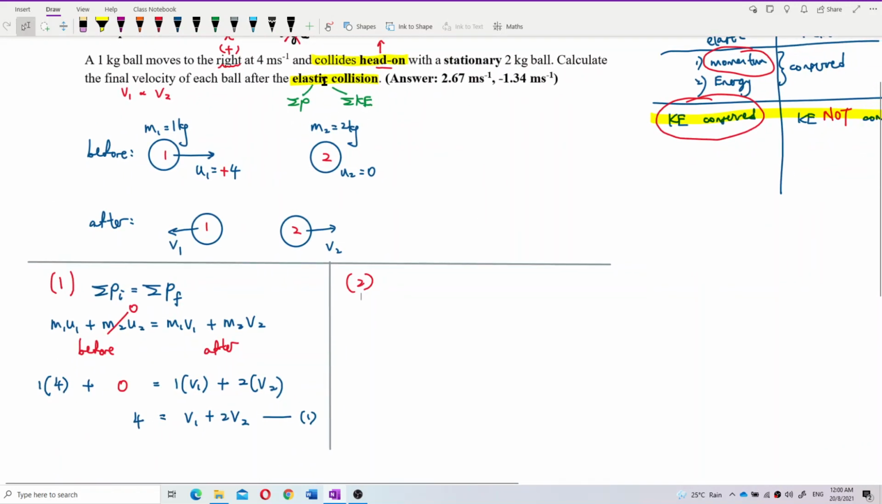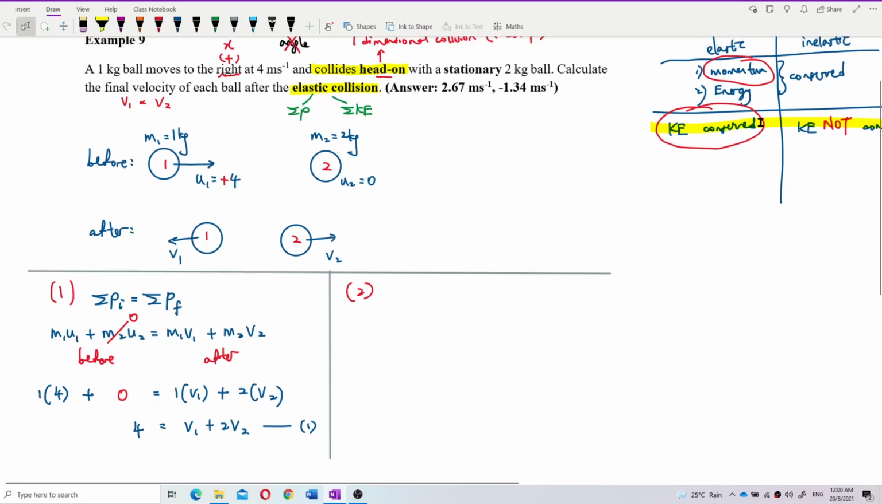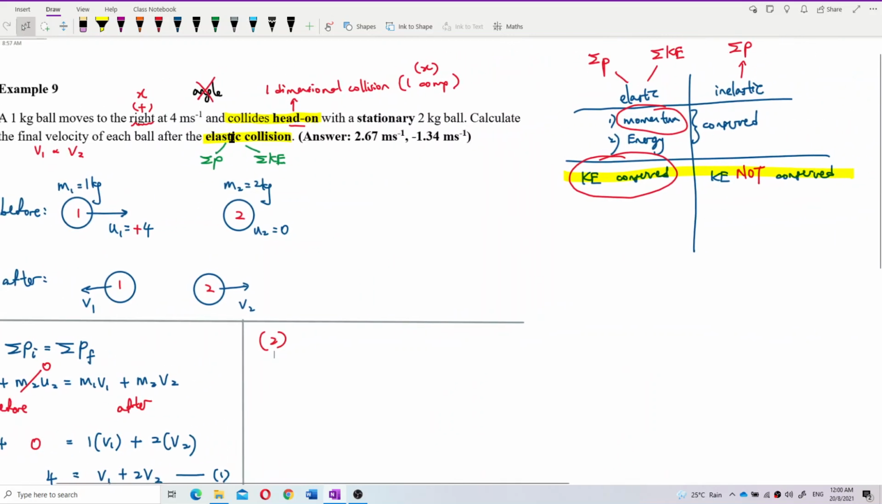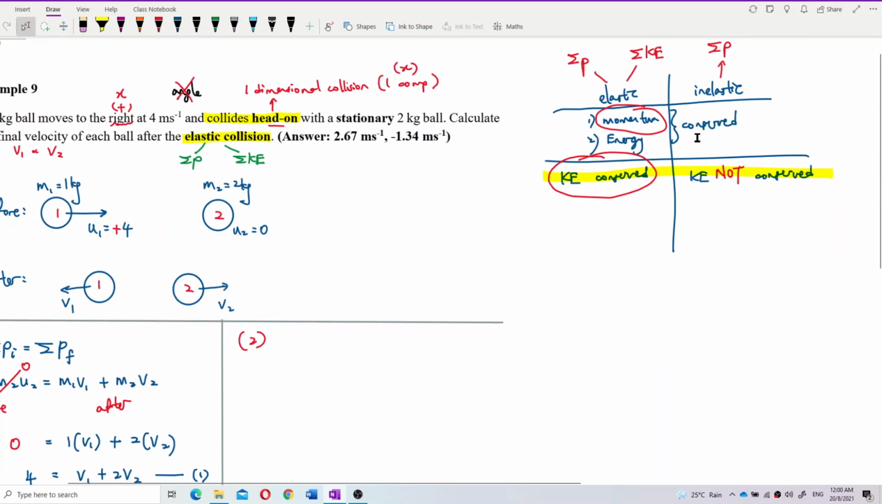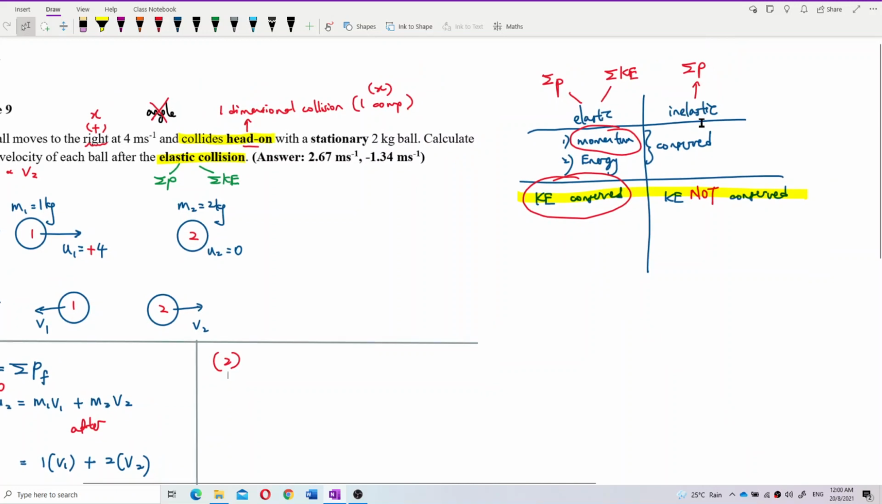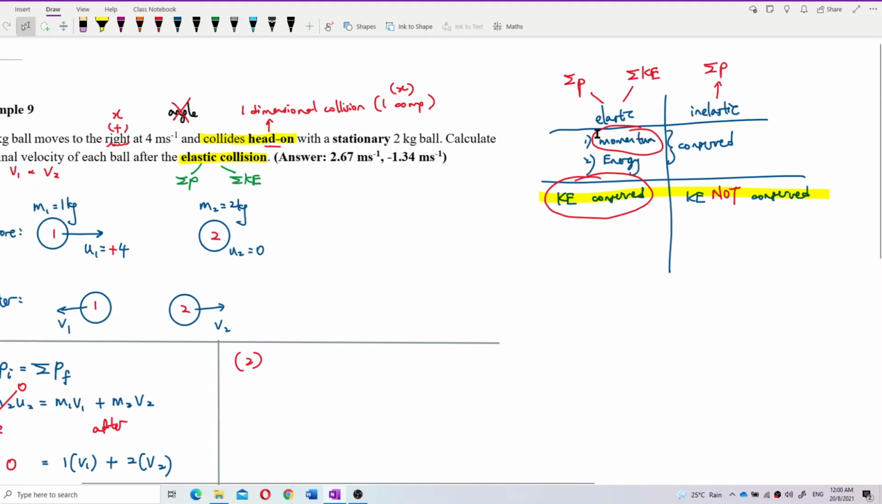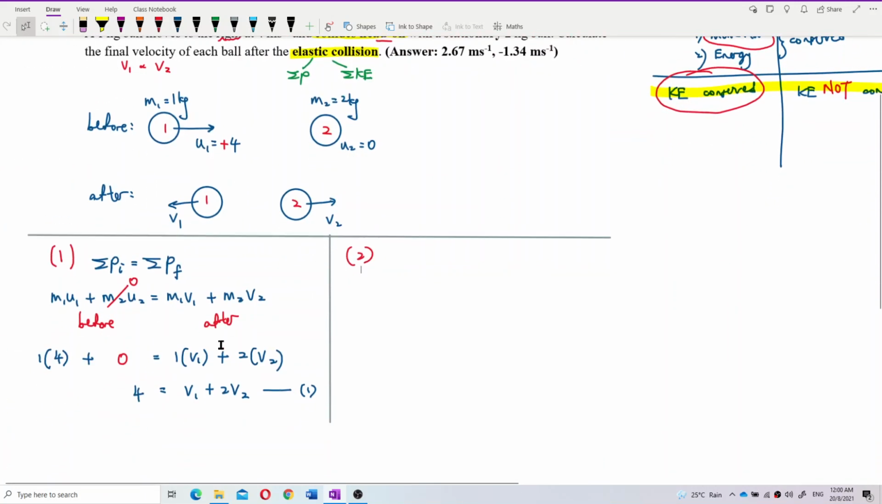Okay, so for elastic collision, you can also use the conservation of kinetic energy. That's the special thing for elastic collision. You can use conservation of momentum, and you can use conservation of kinetic energy. However, for inelastic collision, you can only use conservation of momentum, but you cannot use the conservation of kinetic energy. For elastic collision, you can use two formulas. For inelastic collision, you can only use one formula.